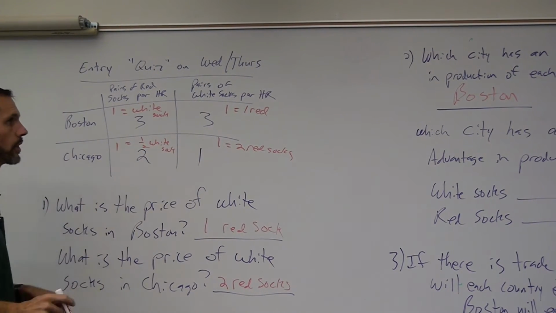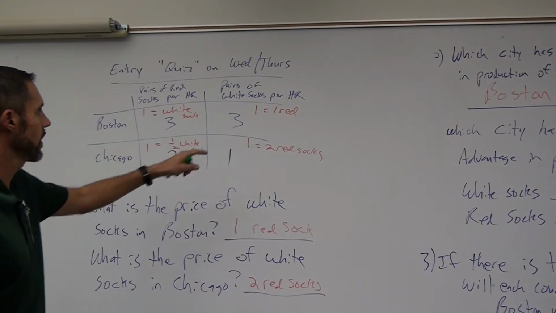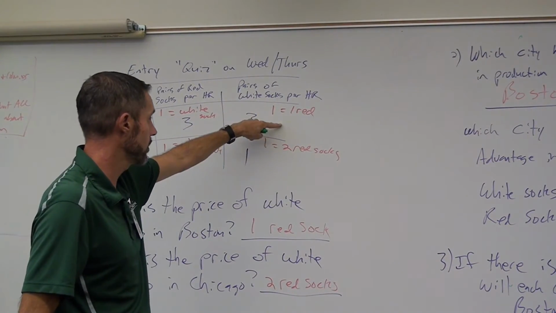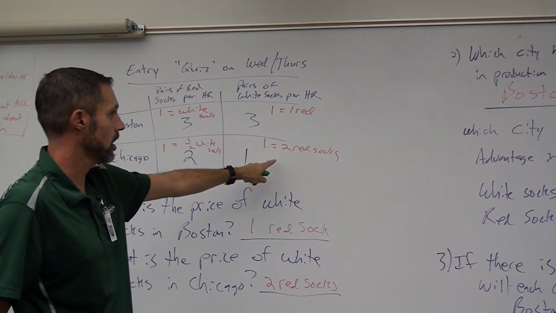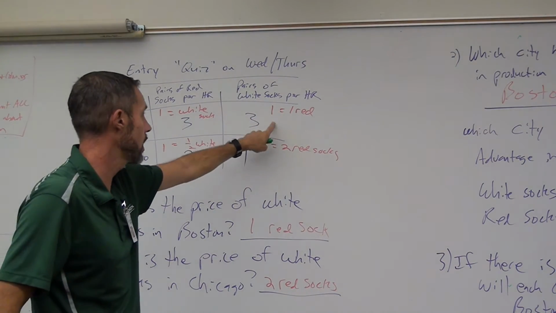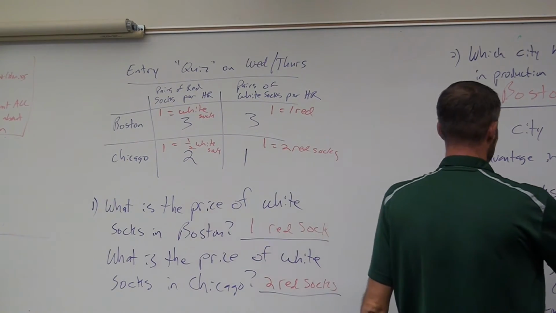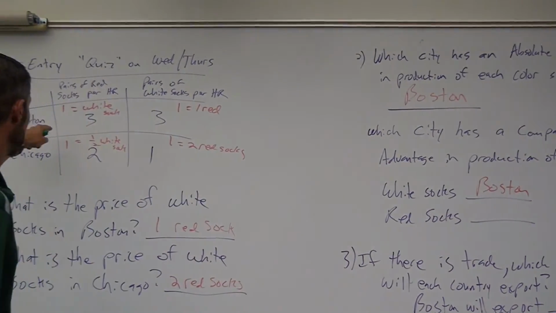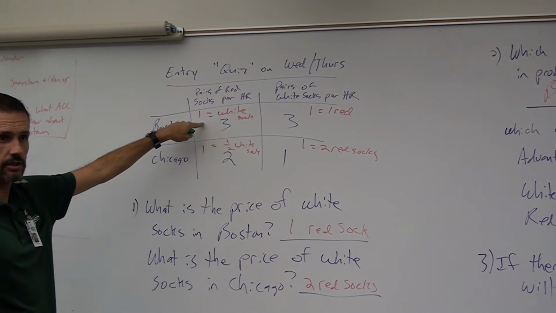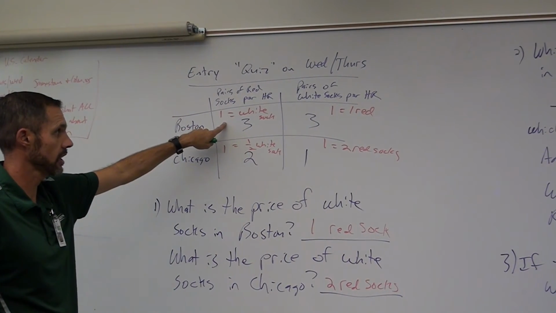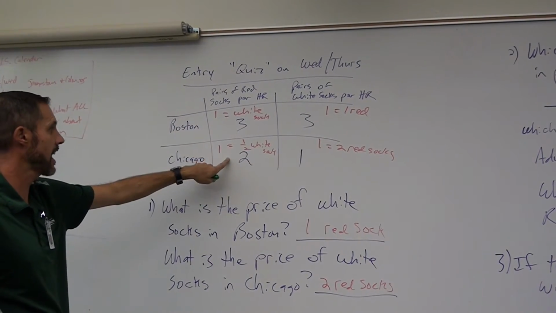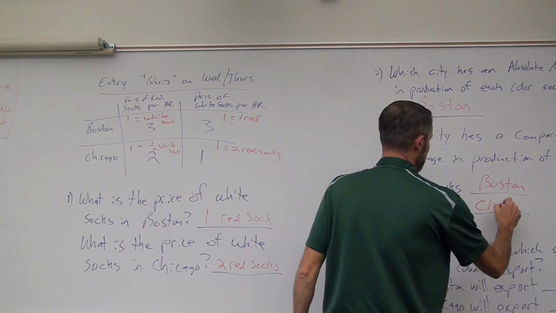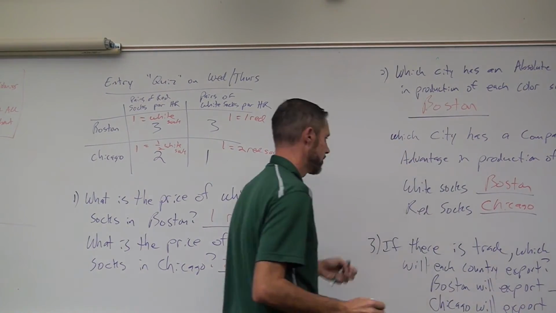Okay? So when we look at who has the comparative advantage, for White Sox, it costs Boston 1 Red Sox to produce it. It costs Chicago 2 Red Sox to produce it. That means Boston has the comparative advantage in the production of White Sox. In the production of Red Sox, it costs us 1 White Sox to produce a Red Sox, but it only costs us half a White Sox in Chicago. All right, so Chicago has a comparative advantage in the production of Red Sox.